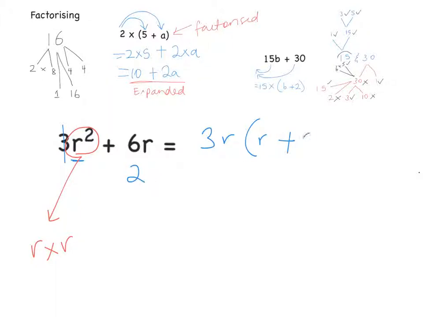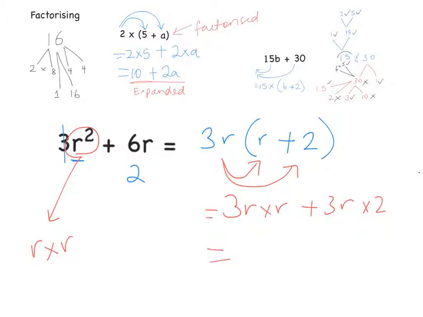So, 2. And again, we can check that by expanding it out. So 3R times R plus 3R times 2. And 3R times R is 3R squared plus 6R. Excellent, well done.